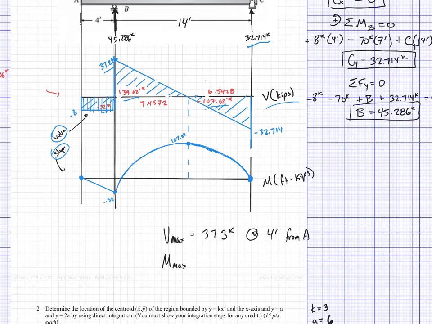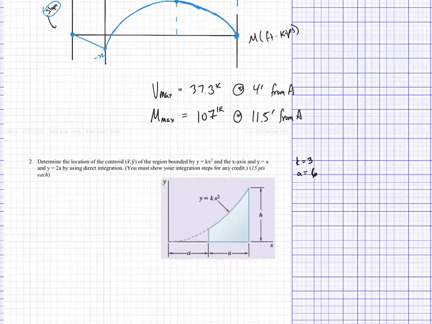But not yet. So for now, what you would do is go for the absolute value of the largest moment, which in this case is 107. We want 3 sig figs, and that's units of foot kips. And then we're going to do that at, from A, 4 plus this 7 point whatever, so we're going to be at 11.5 feet from A, right? That was not asked, but if it were asked, that's how you would solve that particular problem. Okay, so let's scroll on down.